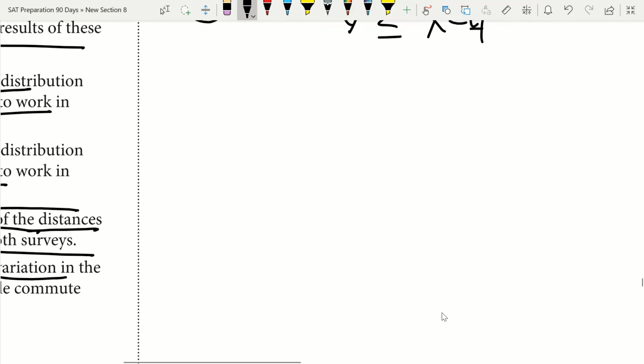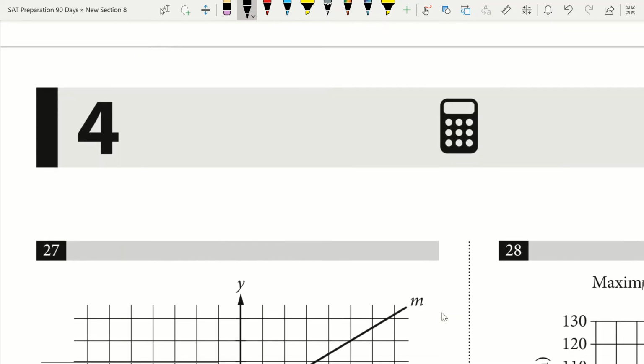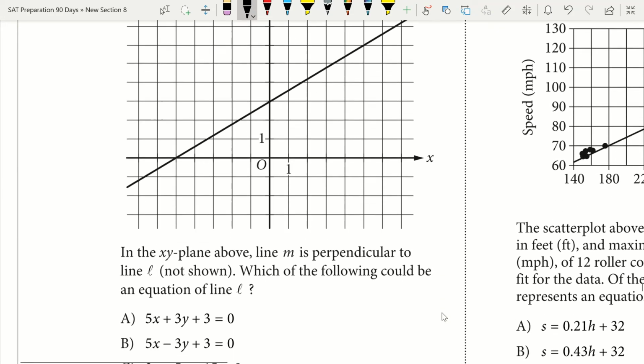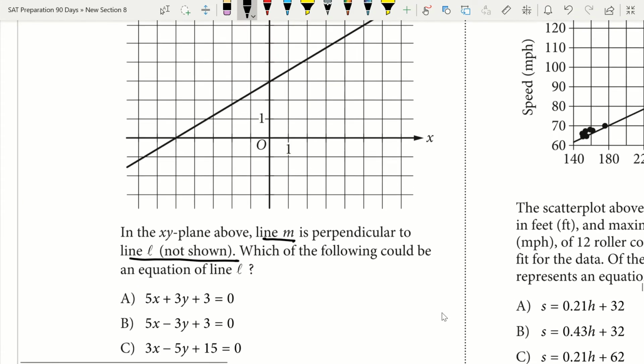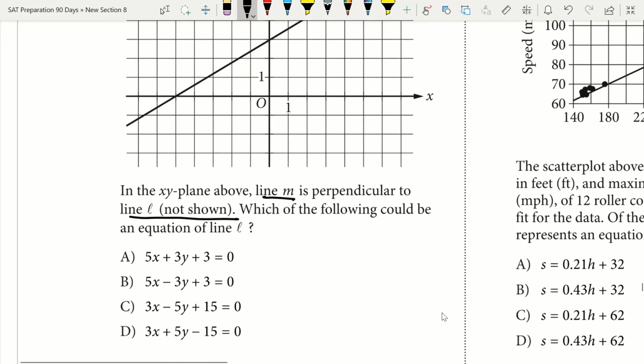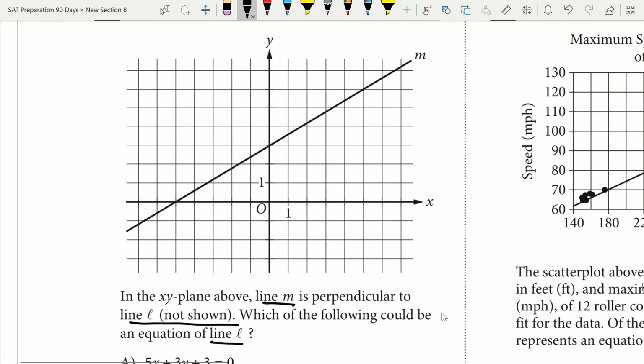We've got question 27 now. Okay, 27 is on that next page. Okay, I see I got a big graph. All right, in the XY plane, line M is perpendicular to line L. Line L is not shown. Okay, line M is. So line M is perpendicular to line L, which of the following could be an equation of line L? Okay, what I know is line L is perpendicular to line M.